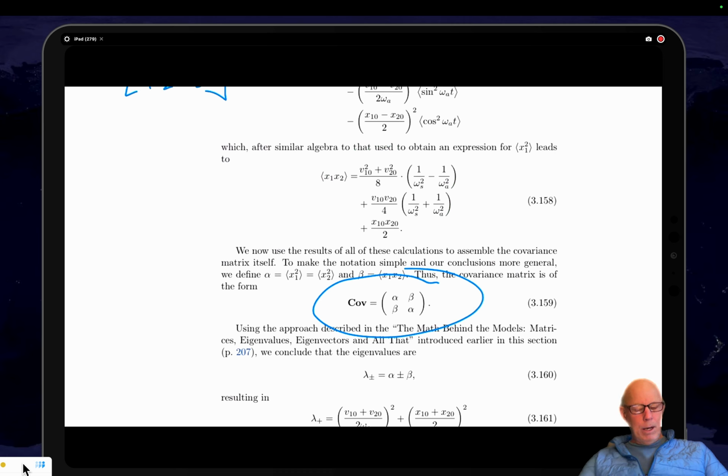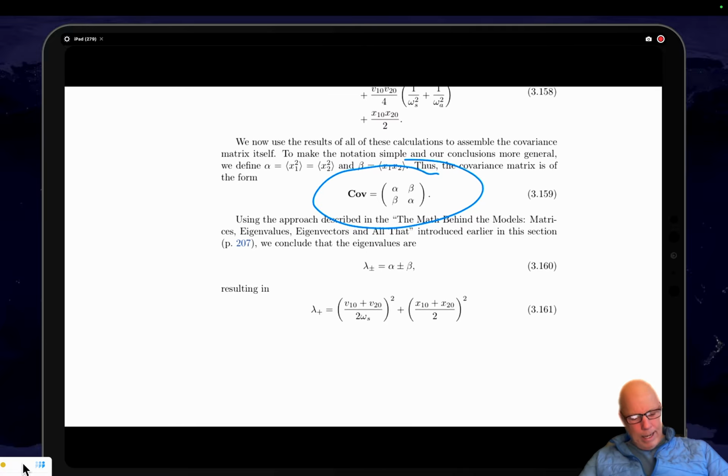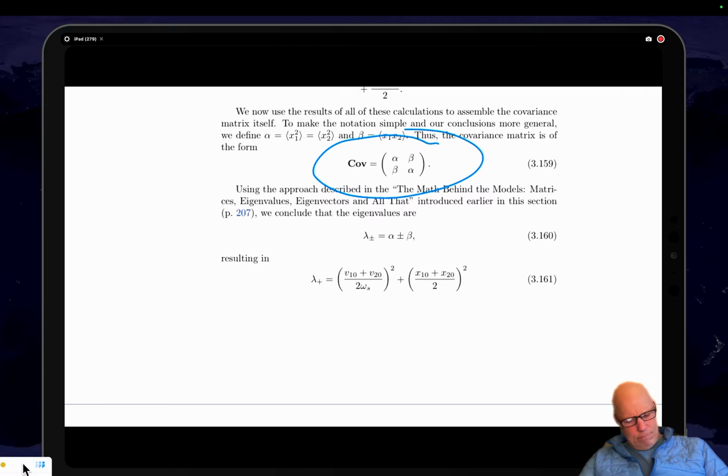And what does it depend on? It depends on the initial conditions through all of these things, so the initial positions, and it depends on the frequencies. The frequencies, the antisymmetric and the symmetric modes. So I can diagonalize this matrix. That corresponds to these eigenvalues.